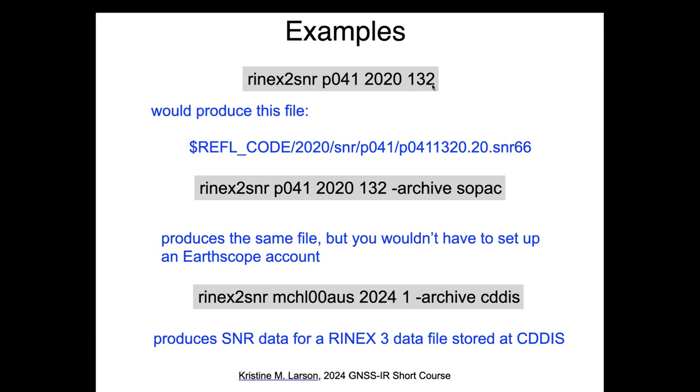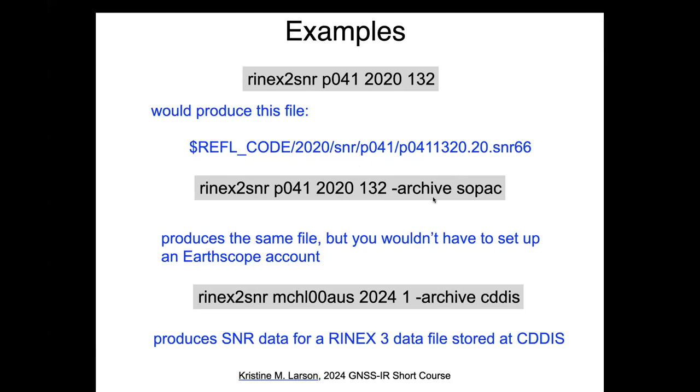You can also write a Python script that calls this code and you say station equal P041, year equal 2020, day of year equal 132. So you can also make a Python script to do this. It'll produce an SNR file. If, for example, you don't want to use the default archive, you know the data are at SOPAC, you can say that.